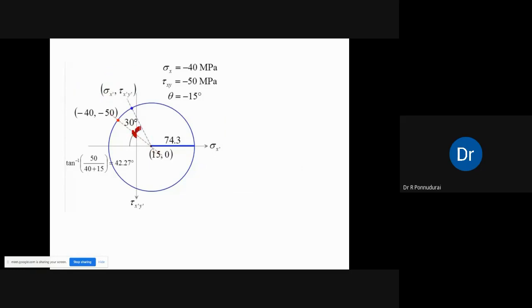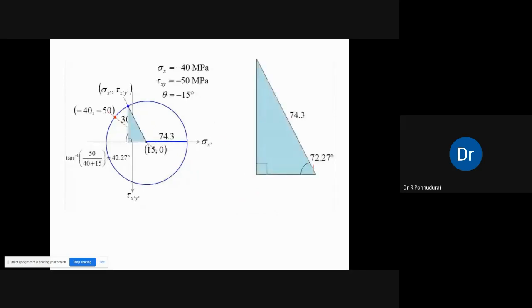From here it is 30 actually. So this angle we already know, this angle is 42.27 degree. So the total will be 42.27 plus 30, which is 72.27 degree. This triangle.